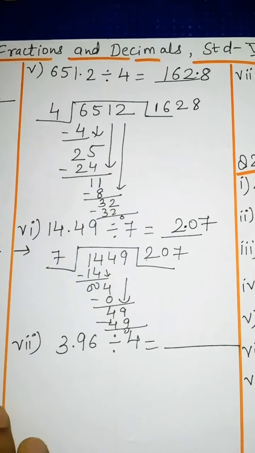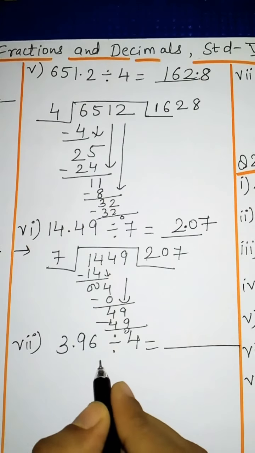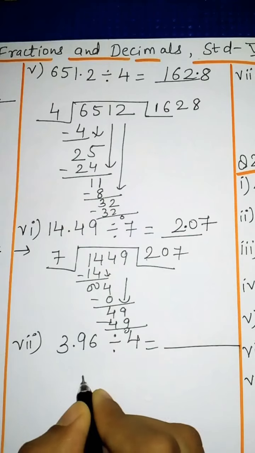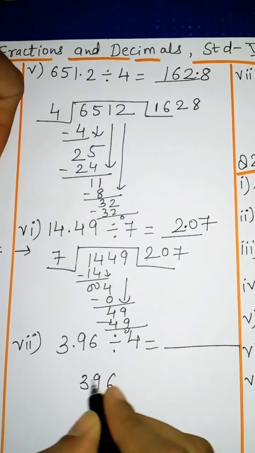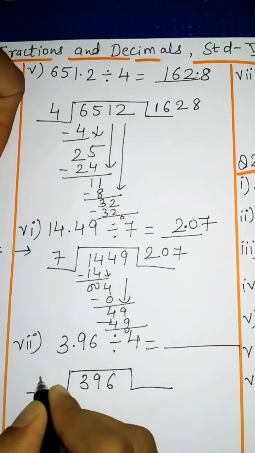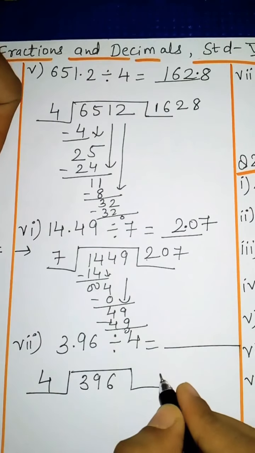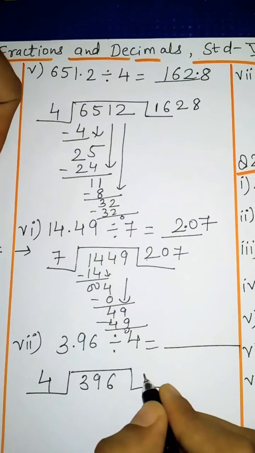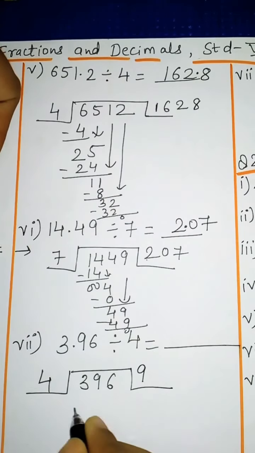Now, the seventh one, 3.96 divided by 4. So, 396, we will divide it by 4. So, 4 8s are 32 and 4 9s are 36. So, we will take 4 9s are 36.